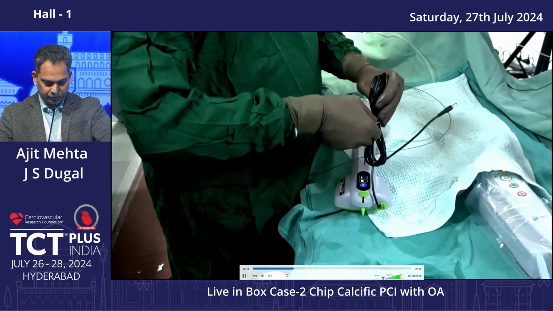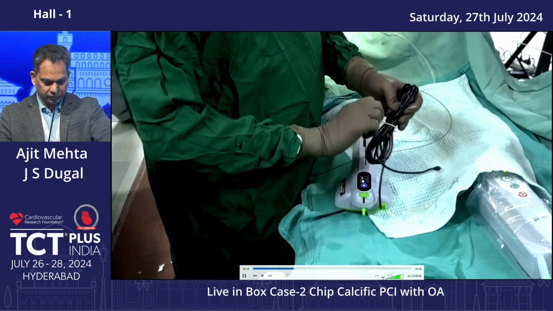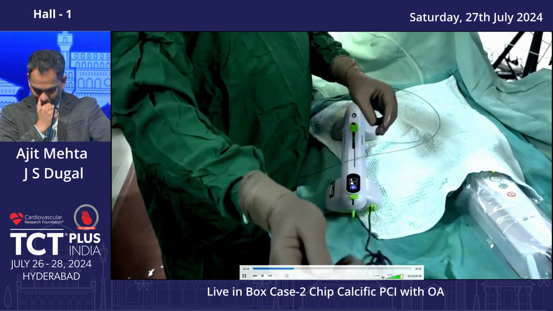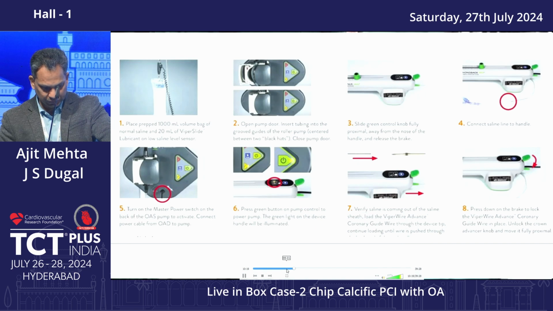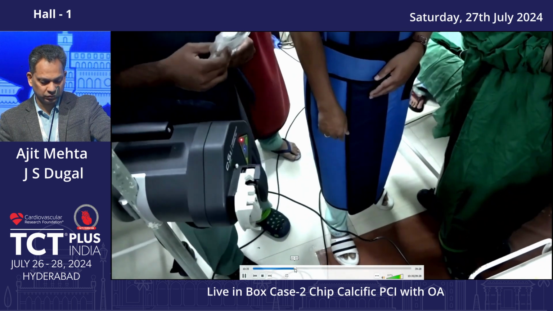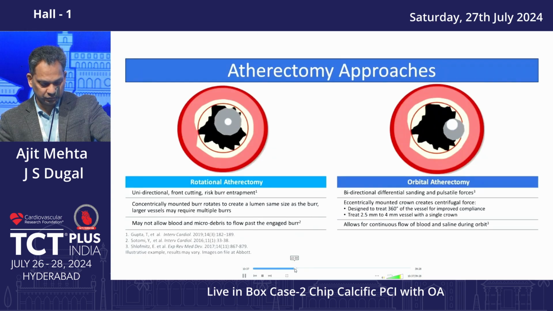Do you want to talk about the difference between the burr of the orbital and rotational? Yes. So how does it differ? So basically, the most important thing in orbital atherectomy is you can go forward and you can bring it backwards. So you can do atherectomy in both the direction, while moving forward and while coming backwards. So this is not available with any other atherectomy device.